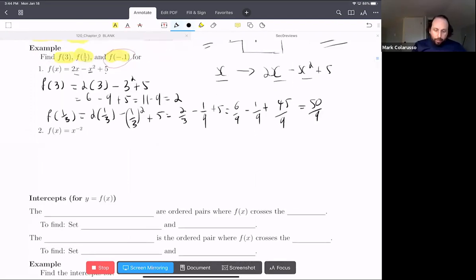So let's do another example. In this second example, our function is f of x is x to the minus 2. That means that for the input x, the output is x to the minus 2. You should remember from the rules of exponents that a negative exponent is just a positive exponent, but in the denominator. So x to the minus 2 is the same thing as 1 over x squared. And I think realizing that right away will help you to do this calculation.